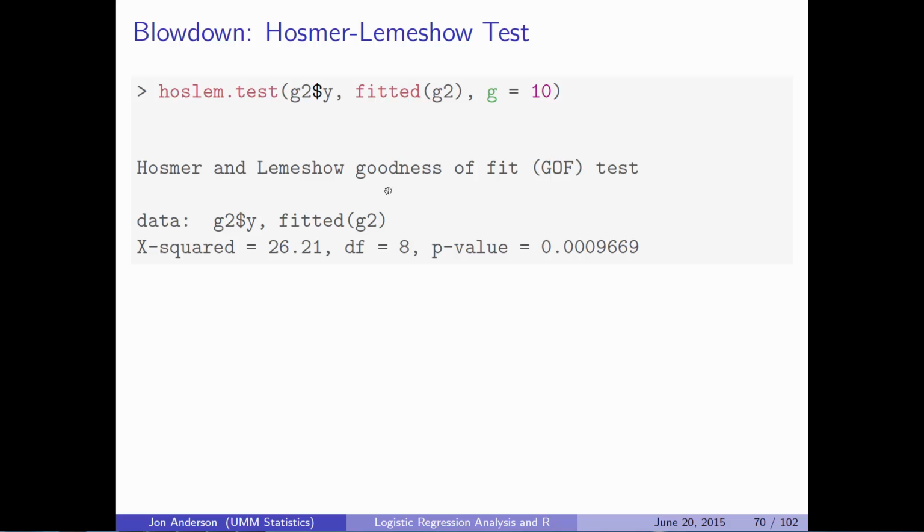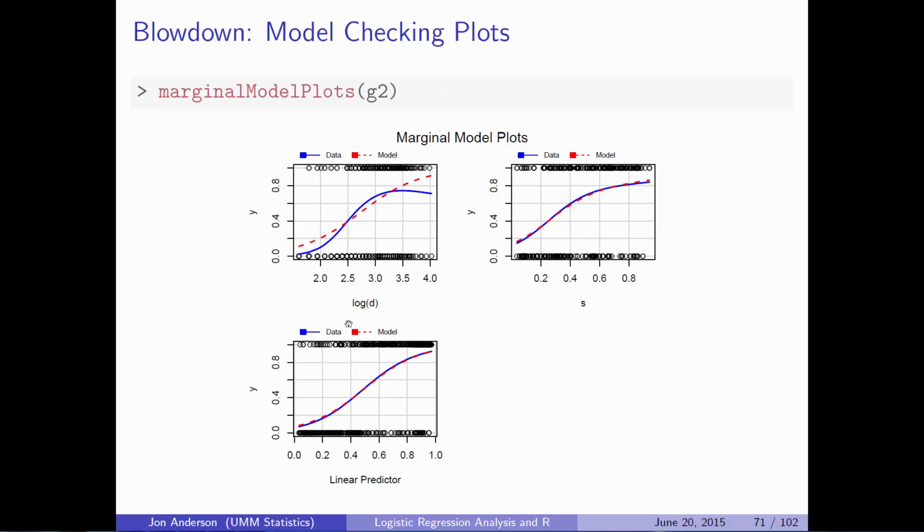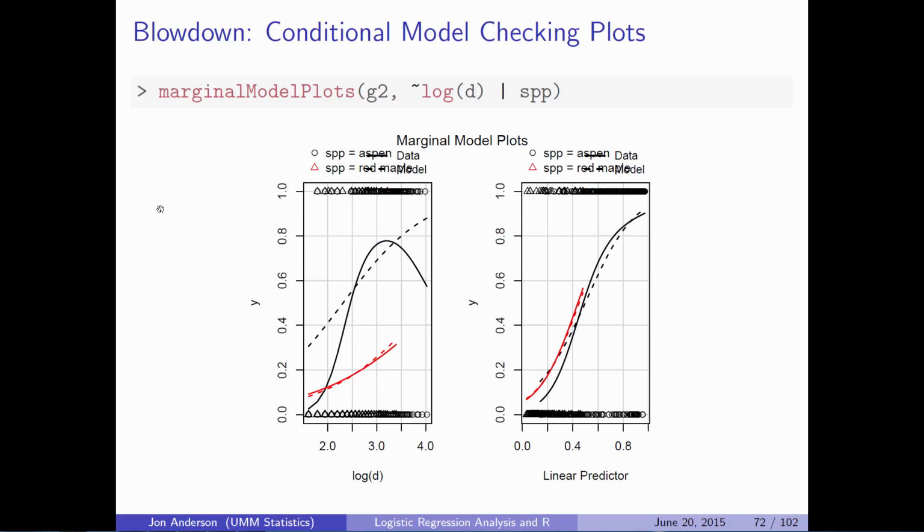Make sure you calibrate your understanding of what the Hosmer-Lemeshow test does. When there's a lot of data, it will be very sensitive to small problems. When you look at the marginal model plots, we do see some small problems with diameter, but overall the linear predictor against the response is pretty good. Our model's not terrible.